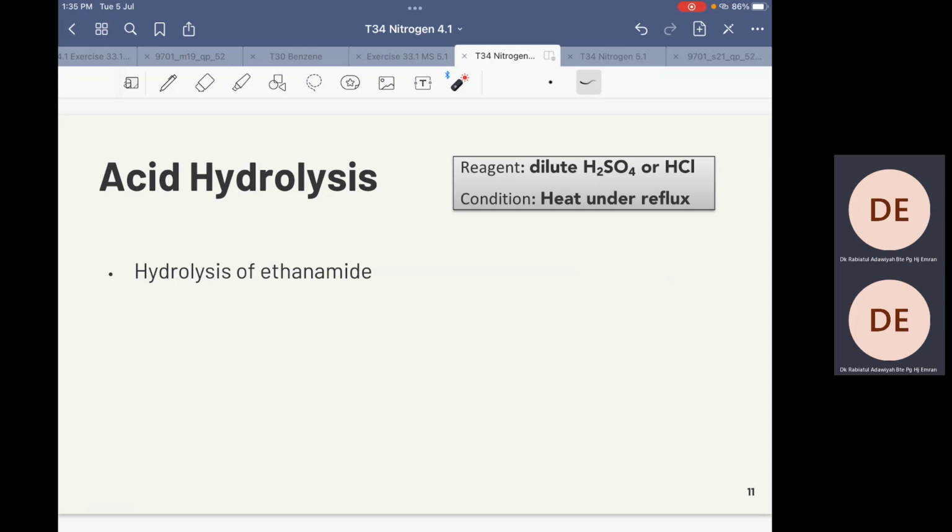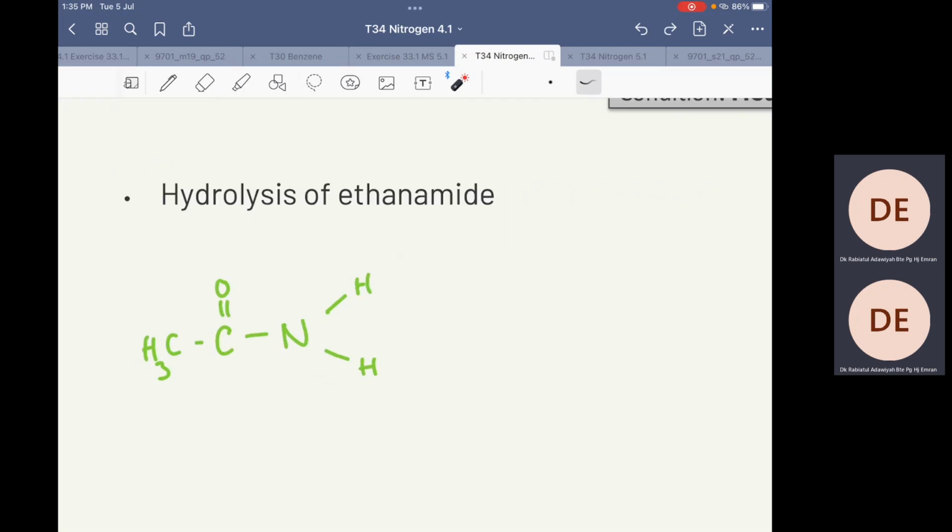Hydrolysis of ethanamide. Right, now I don't want you to copy this down first because I want to discuss the process. So ethanamide looks like this, okay? So the easiest one, I'm just going to play with primary amides, but this works with tertiary. All I'm doing is just changing what's attached to the nitrogen, okay? But since I'm using ethanamide, I'm just going to have two hydrogens on that nitrogen.